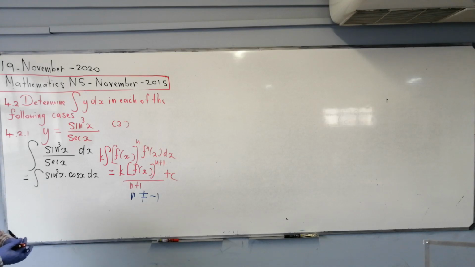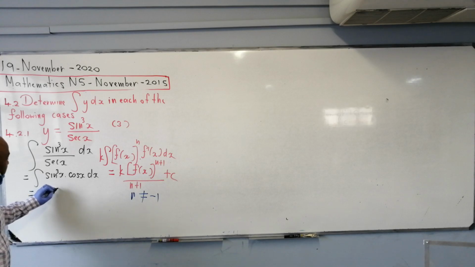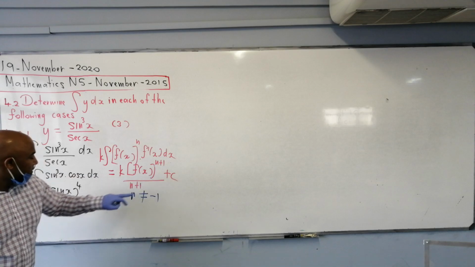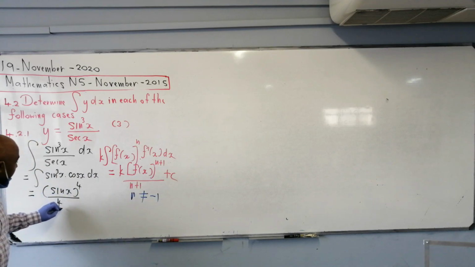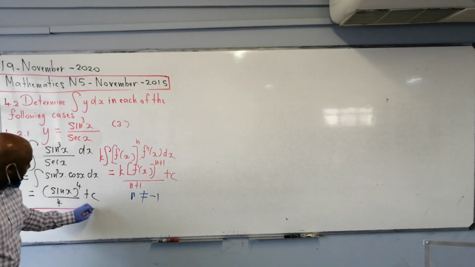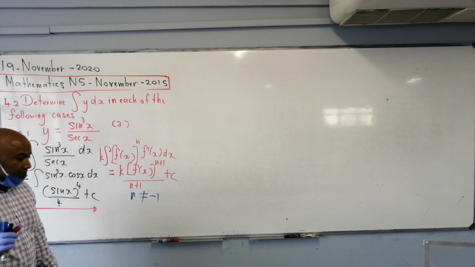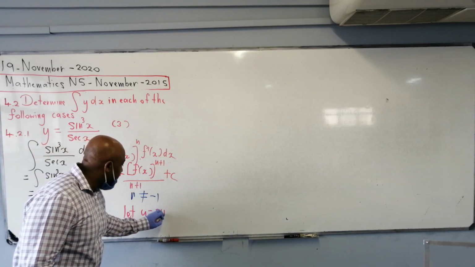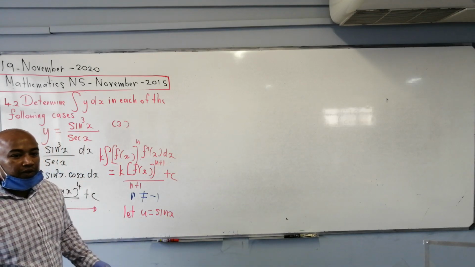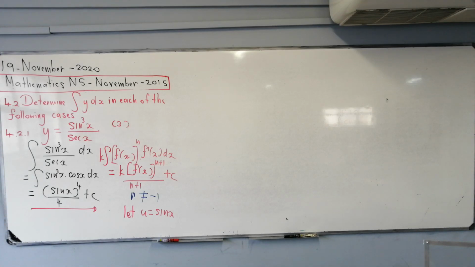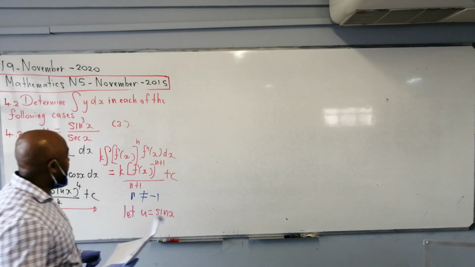So in this situation, the derivative of sine x is cos x, squared. So the answer by inspection is going to be sine x to the power 4, that is f of x, n plus 1, 3 plus 1 is 4, over 4, plus c. If you wanted to use u substitution, then you can let u equal sine x, and you will see it will work out easily. That is u substitution. I'm going to use u substitution in the next one.